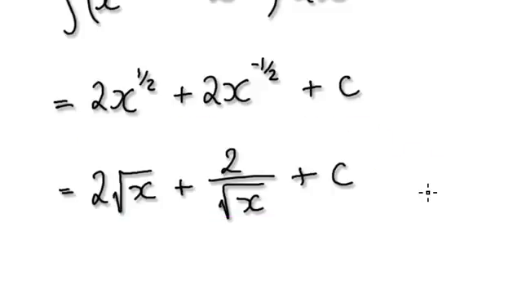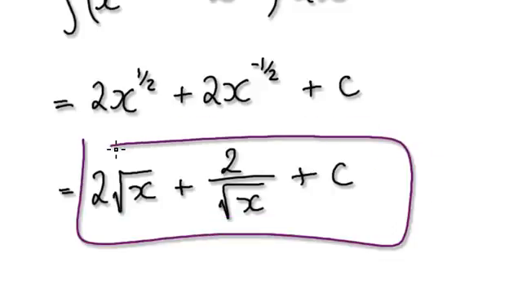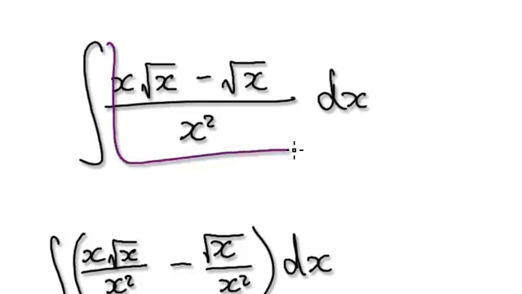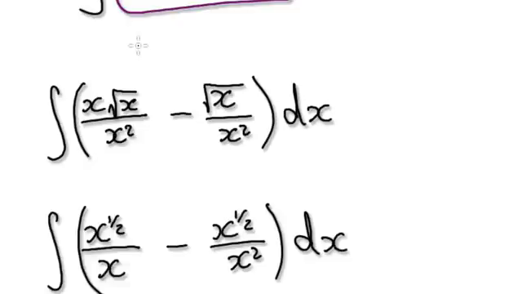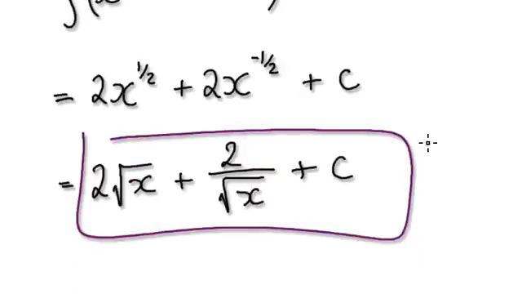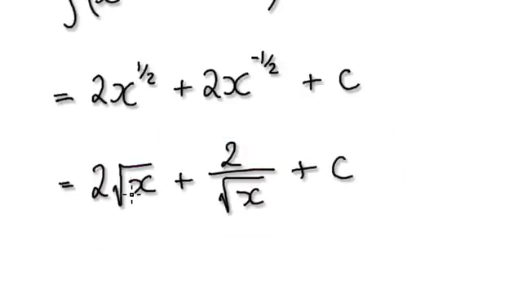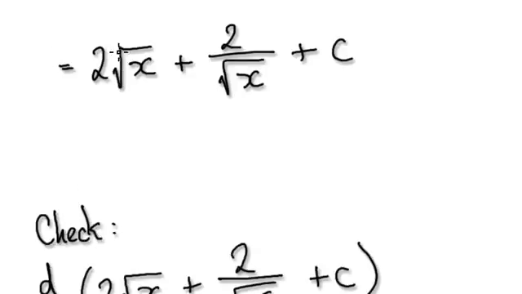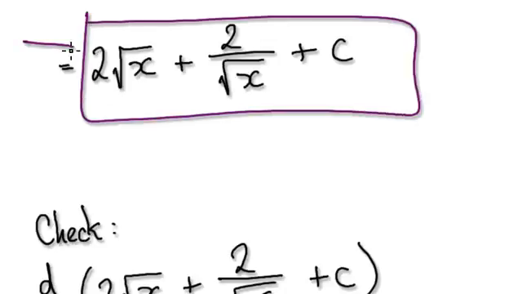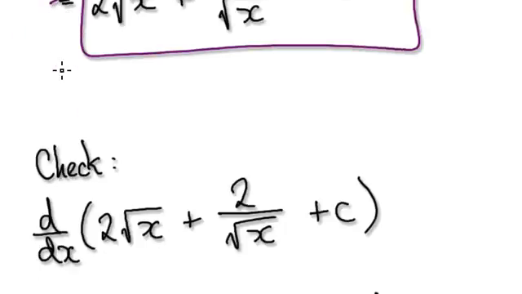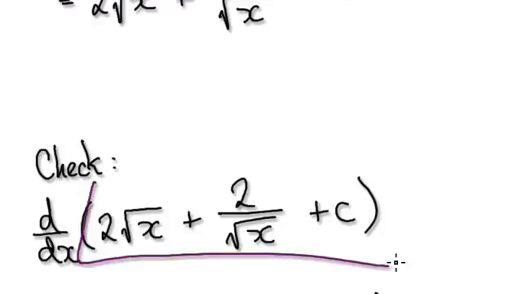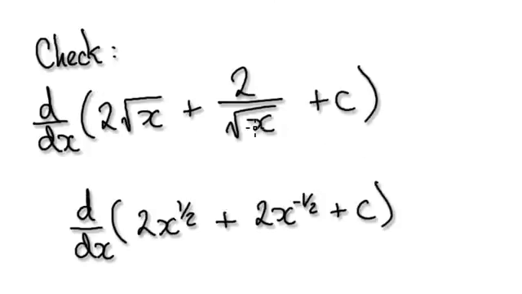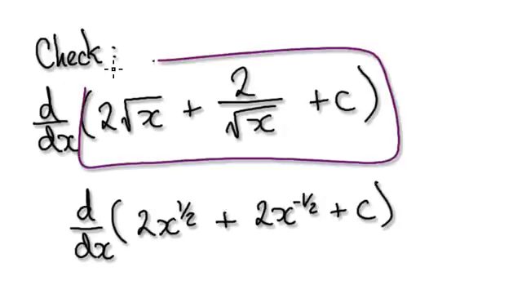But now let's just double check. If you were to differentiate this here, you should get back to the original. You should get back to this. Okay, so this is your final answer here. But then let's check. Let's differentiate this just to see if we will get back to the original. So if you were given this and you were asked to differentiate this, you would then do this. So we are really just double checking everything.